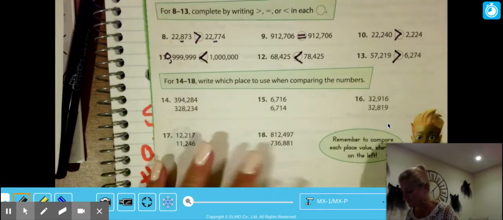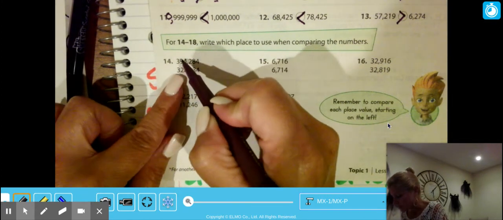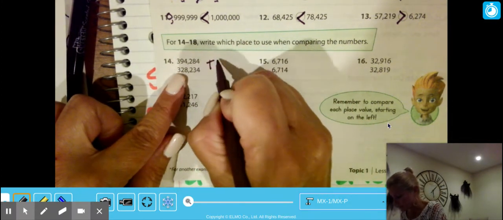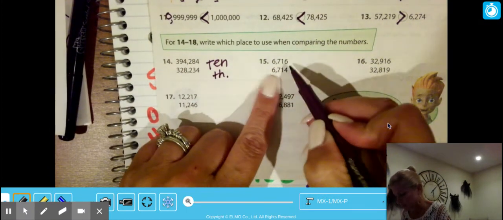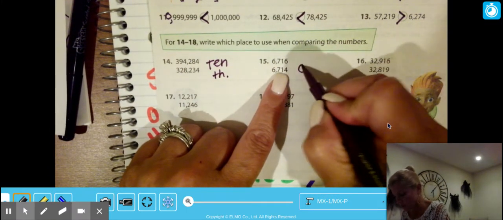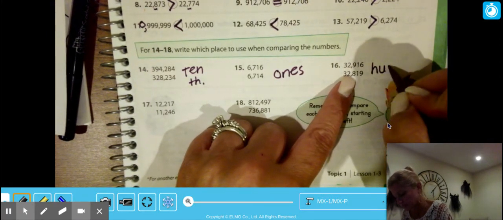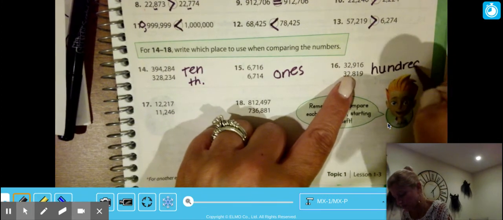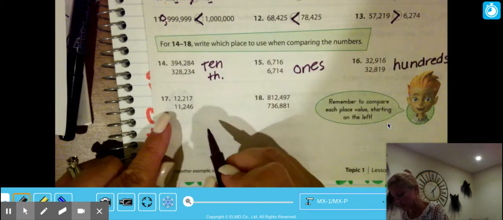57,000 is greater. Now for the bottom, we are writing which place to use when comparing the numbers. So it's not that one. Up, it's the 10,000s place. So I'm going to abbreviate. For here, it's the ones place we would use. For here, it seems like it would be the hundreds, right? And you can pause this and you can do the rest and then check your work.